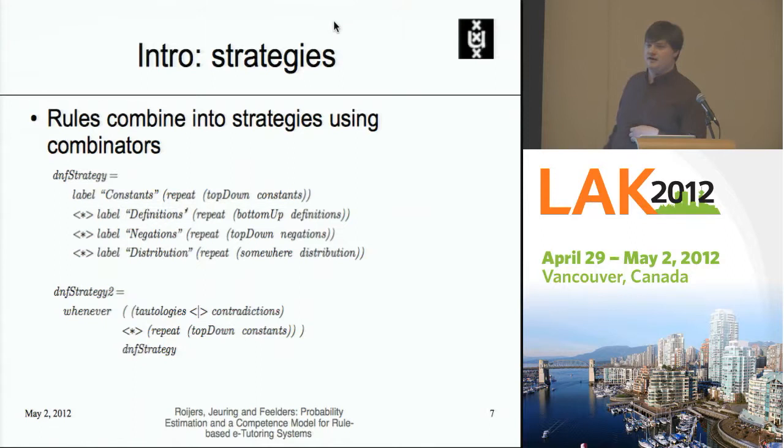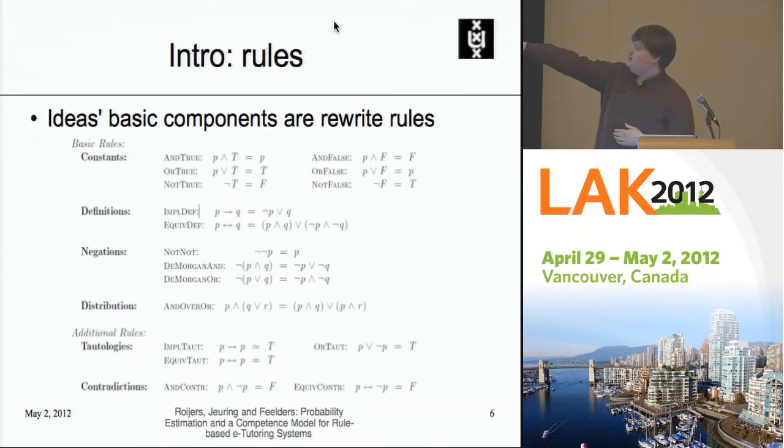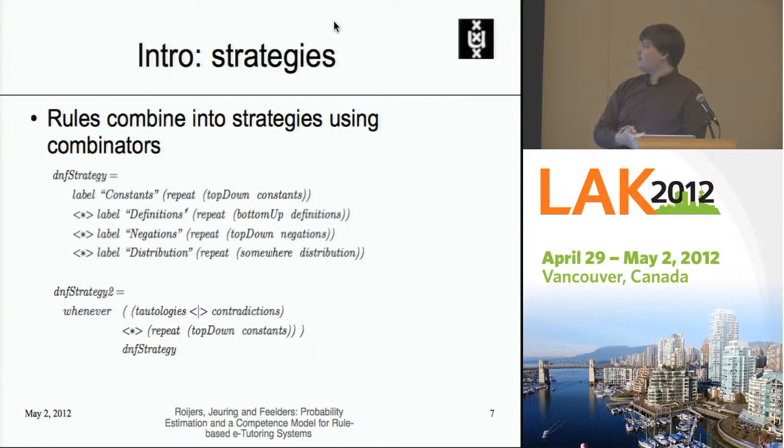So you see, the first thing I might do is to apply constant rules. Then definitions, what were those? Just one back. I see here the definitions, implication elimination, and equivalence elimination. Then what I can do is remove my negations. And in the end, I can distribute and over or. Why is this one last? Because he proposed it just yet.